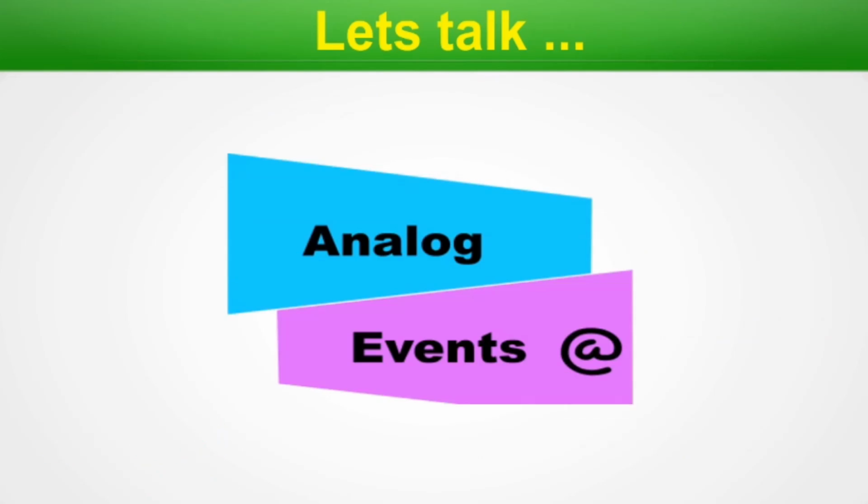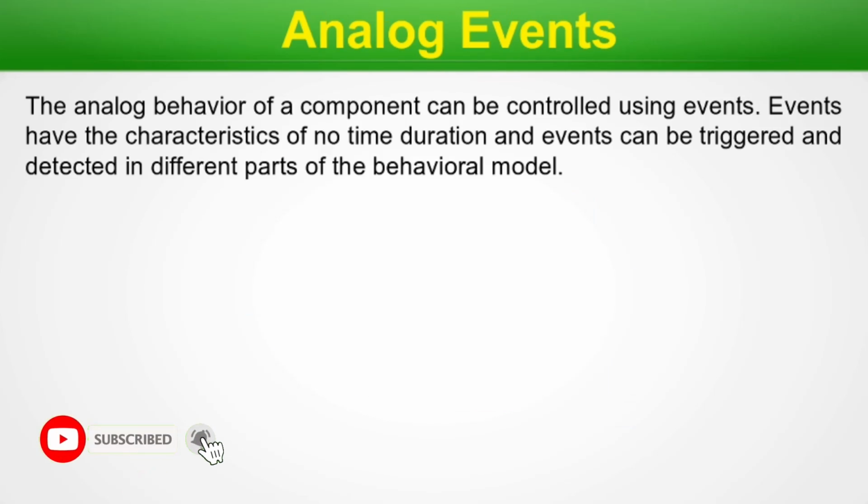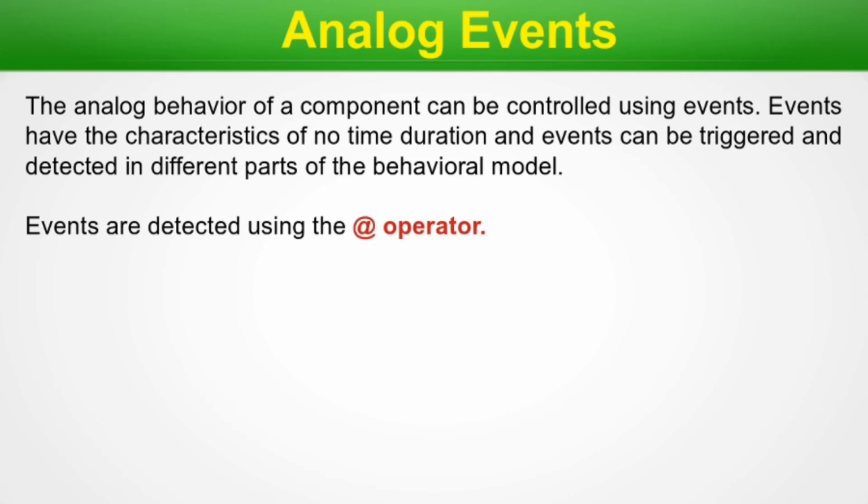So let's talk about analog events. And here we see there is an ampersand sign. Okay, so wait for where it is used. The analog events is the analog behavior of a component that can be controlled using events. Events have the characteristics of no time duration, and events can be triggered and detected in different parts of the behavioral model. Events are detected using the ampersand operator.